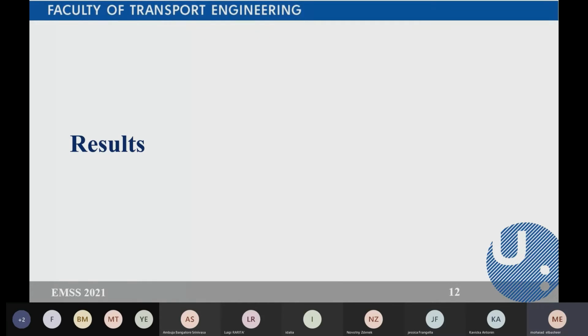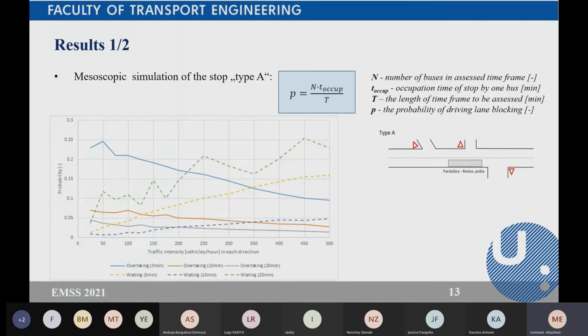Next point will be about results. Firstly, let's talk about bus type A. So if driving lane is blocked by bus occupying the stop, an important aspect is what is the probability of the situation. Research of stop A can be extended by question whether it is possible to overtake bus at the stop. Drivers have 3 options: no stop, waiting, or overtaking.